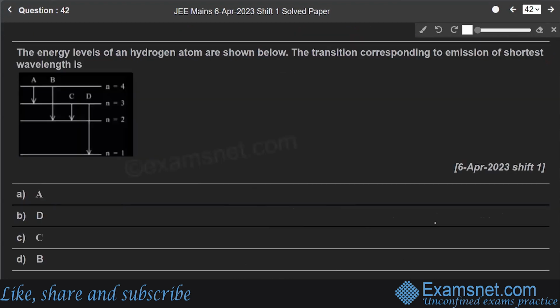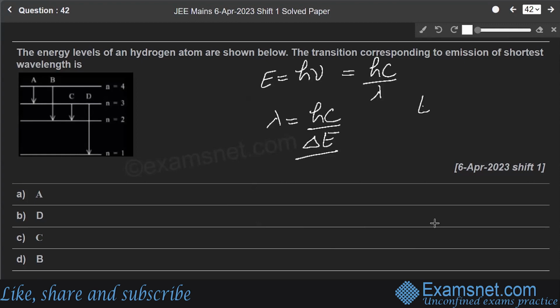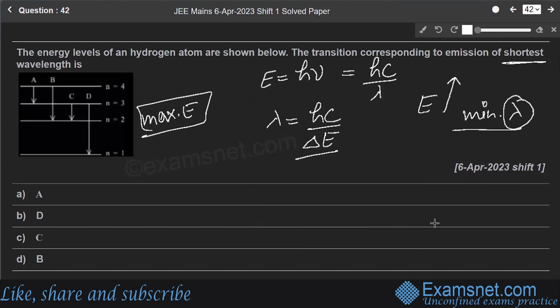Got it. So the next question is, the energy levels of a hydrogen atom are shown below. The transition corresponding to emission of shortest wavelength is. So we have to find the shortest wavelength. Since we know that E is equal to h nu equals hc over lambda, so lambda will be equal to hc over delta E. So maximum energy difference will correspond to minimum wavelength. So the transition having the maximum energy will correspond to the shortest wavelength.